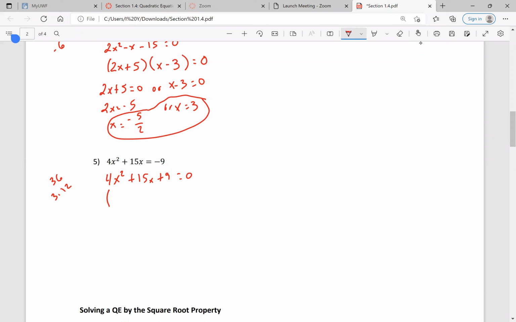So looking at this, three times 3, and they're both going to be positive. So if I have x times 3 here, and I have 4x, 12 and 3, 15. I'm there. Then I have 4x plus 3 equals 0, or x plus 3 equals 0. 4x equals -3, x equals -3/4, or x equals -3.